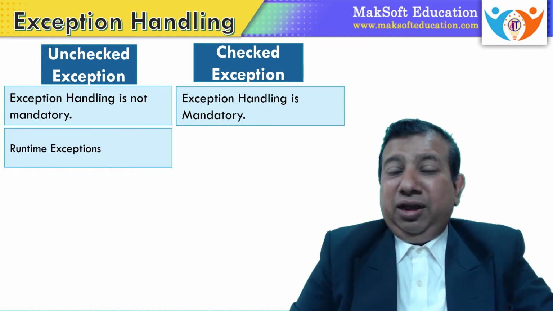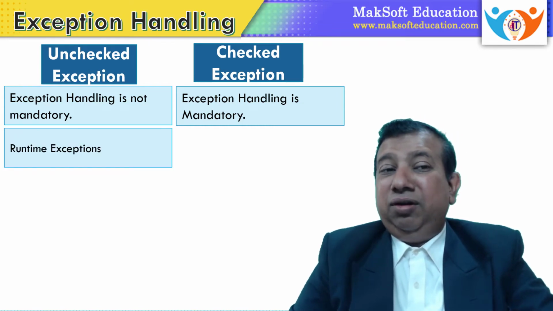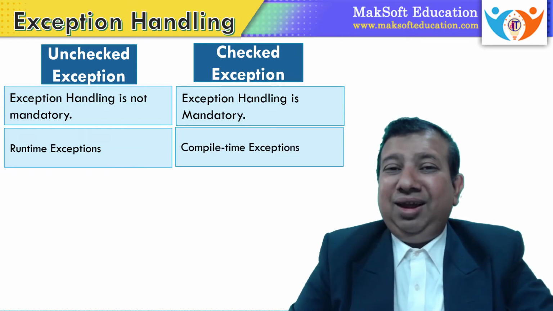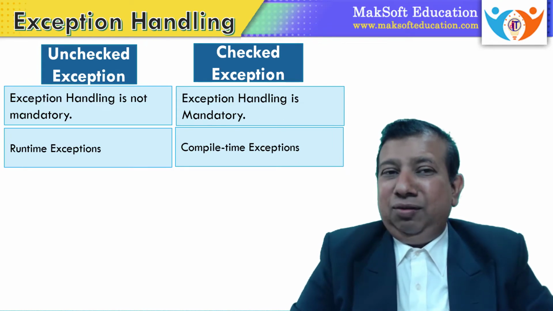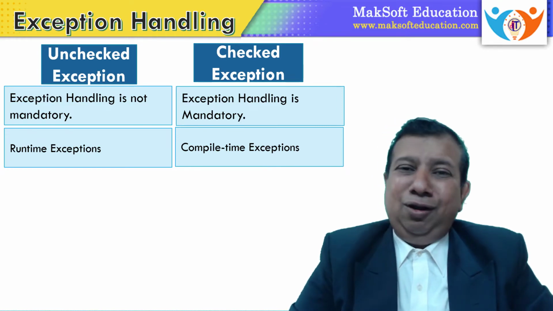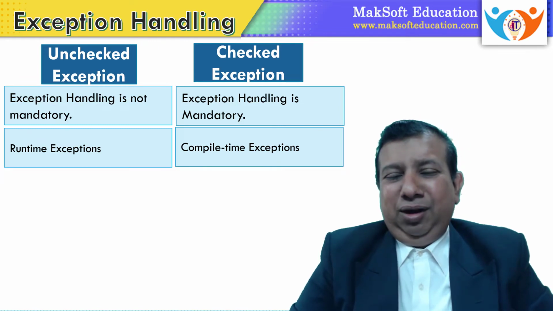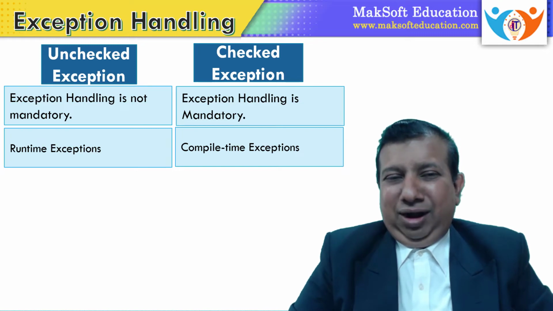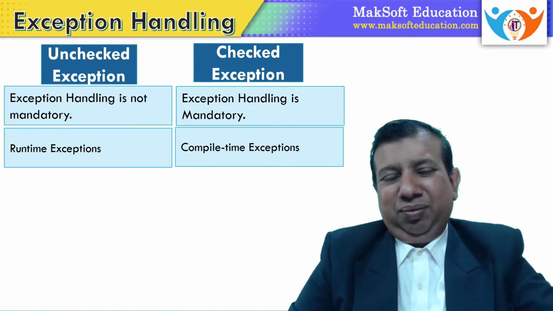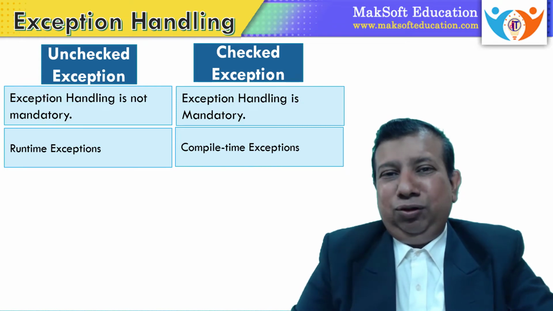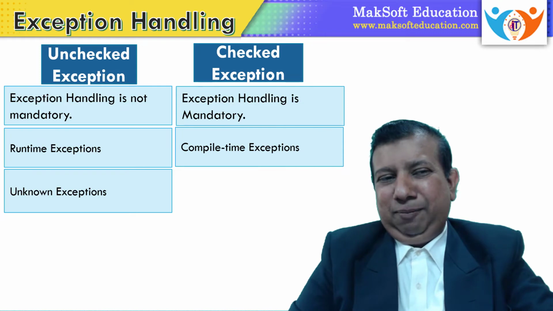Second difference, unchecked exception generates a runtime exception. So unchecked exceptions, when they occur, are always at runtime. But in case of checked exception, these are compile time exceptions. They have to be handled before compilation. Otherwise, compiler will not allow you to compile the program and to run the program. So your .class file will not be generated unless you are handling all checked exceptions. In other words, we can say checked exceptions create compulsion on a programmer for exception handling.